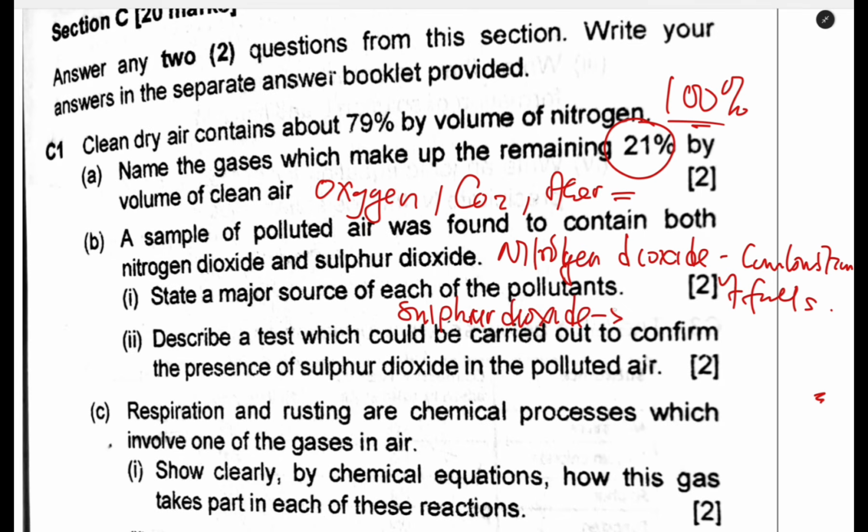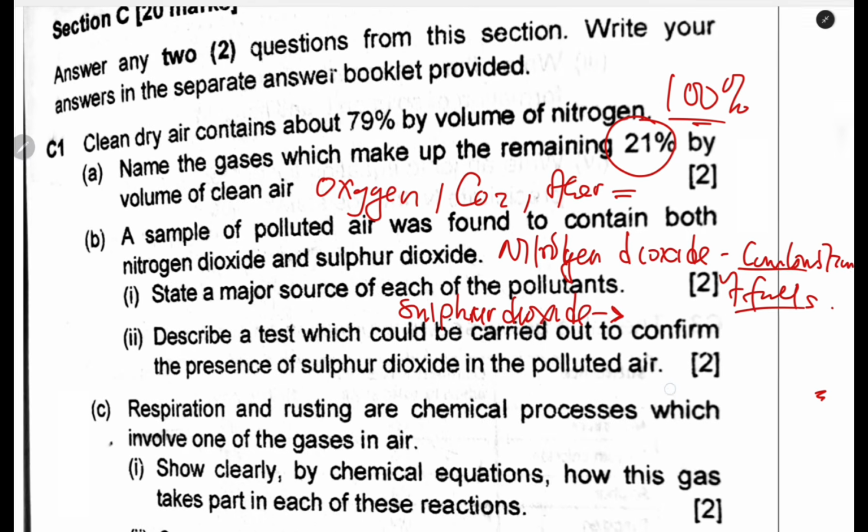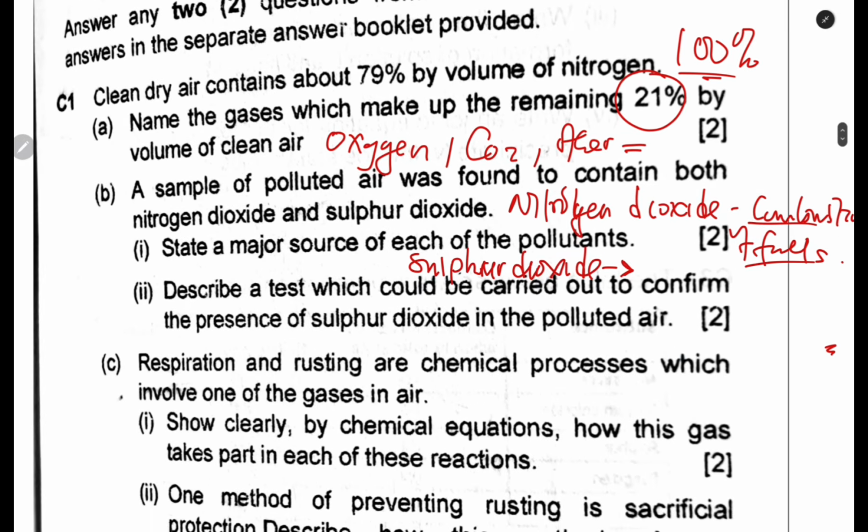Please, some of the answers I might not write them here due to space, but I guess you've gotten that. Nitrogen dioxide, combustion of fossil fuels, then sulfur dioxide as well, combustion of fossil fuels, but also extraction of metals. Then now if you look at these two, that is 2 of B, describe a test which would be carried out to confirm the presence of sulfur dioxide.